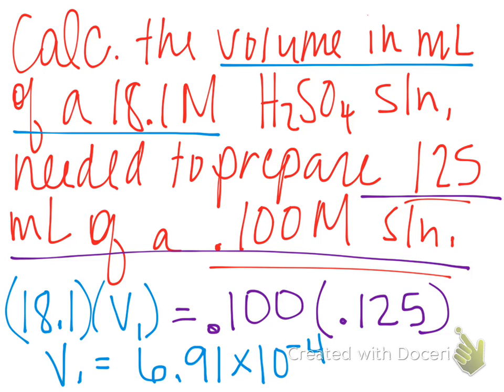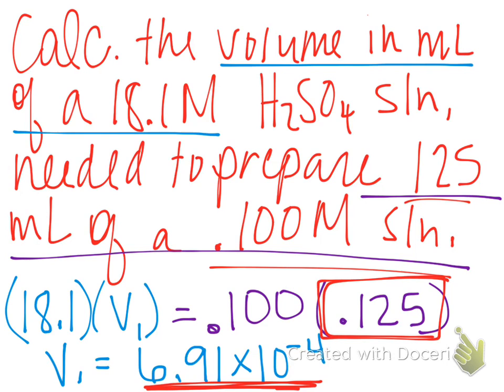Couldn't you just leave it in milliliters? Yeah, you could leave it in milliliters for your problem. I switched this. This is liters, so that's why my other volume came out in liters. That's liters, 125 is milliliters, so I put it into liters to go into my equation. You could leave it in milliliters, which is fine.